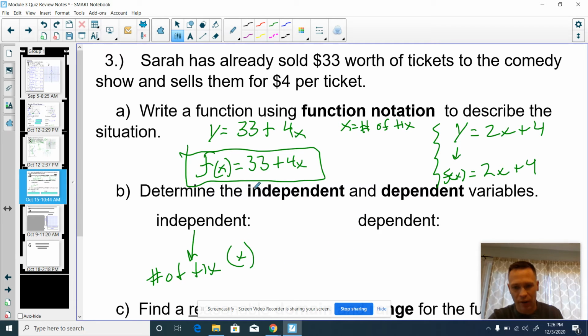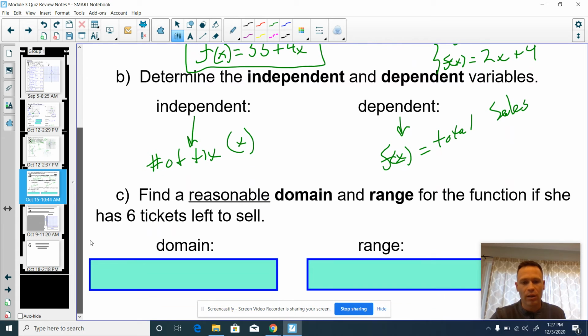My dependent variable, it's not exactly clear what y represents, right? But we can make sense of it: she's getting money, right? So maybe we can say that the dependent variable is f of x, which means total sales. Or you could say amount of money collected or earnings, whatever you want to say there. They all represent the same thing, but you have to have something that says what it means.